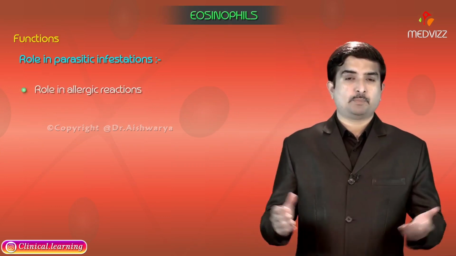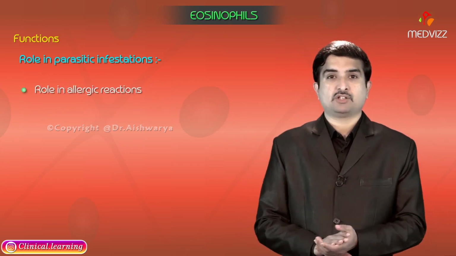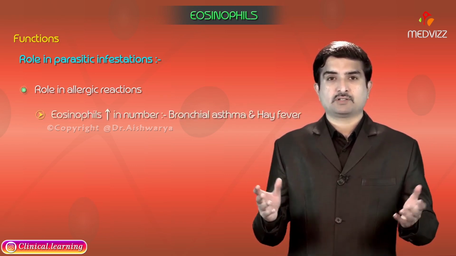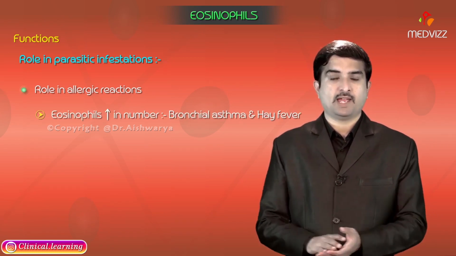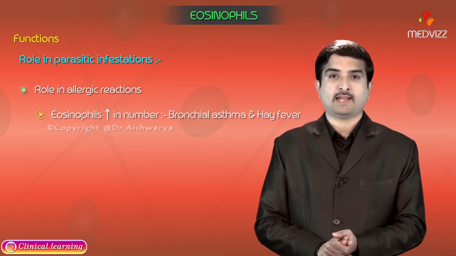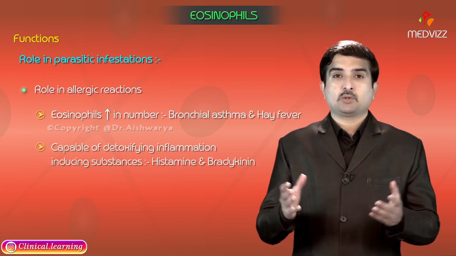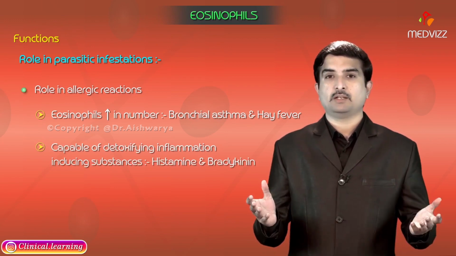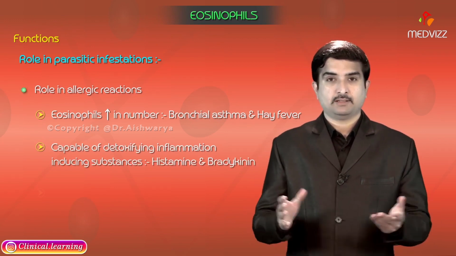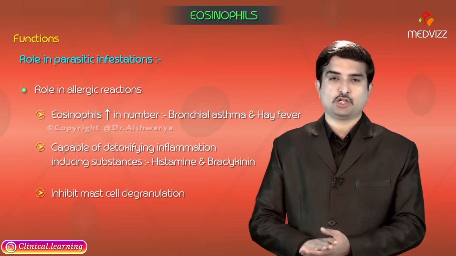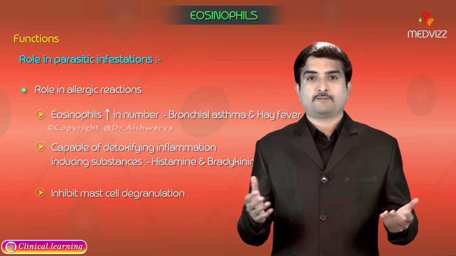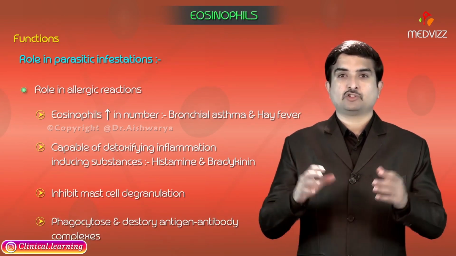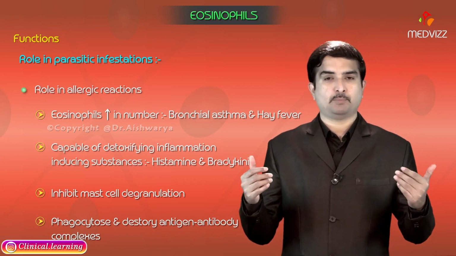And eosinophils also play an important role in various allergic reactions, especially type 1 hypersensitivity reaction. The eosinophils increase in number during allergic reactions like bronchial asthma and hay fever. They are also capable of detoxifying inflammation-inducing substances like histamine as well as bradykinin, and they inhibit mast cell degranulation. These eosinophils phagocytose and destroy antigen-antibody complexes and thus prevent spread of a local inflammatory process.